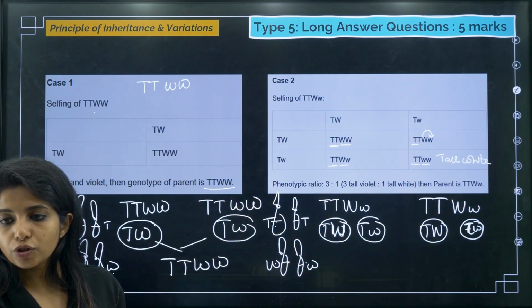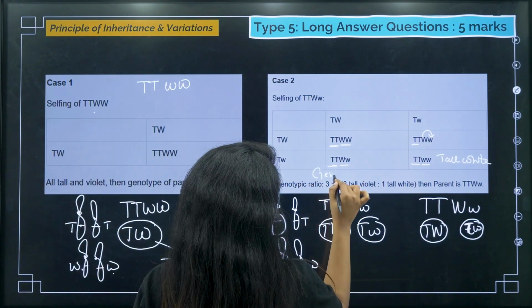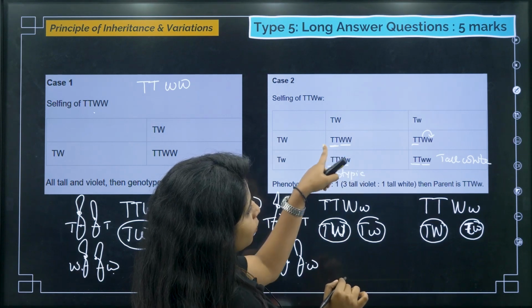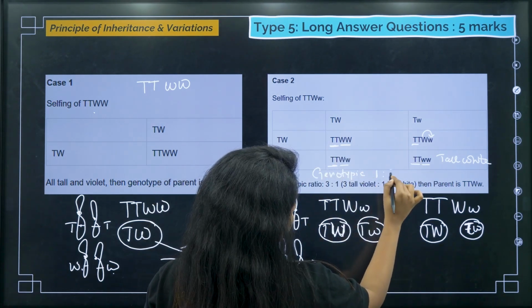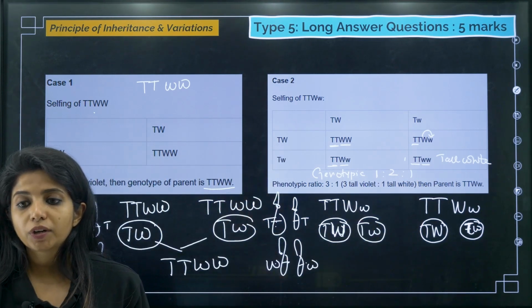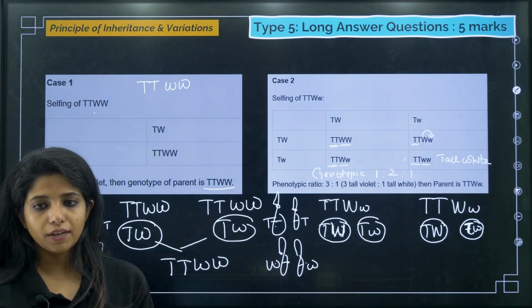Okay, what about the genotypic ratio over here, children? Genotypic ratio. Chalo. Like this, I only see this one, so 1. Like this I see 2, so 1:2. Like this I see only 1, so 1:2:1 is the genotypic ratio. The genetic makeup is kind of different. Fine, this is the second case.